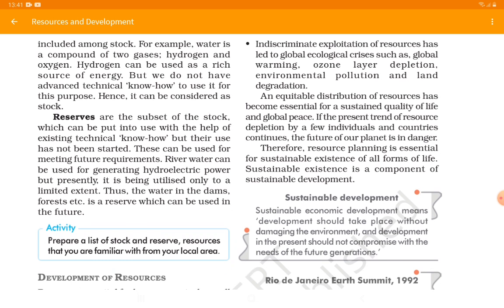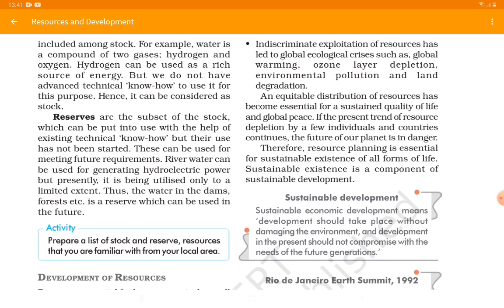If the present trend of resource depletion by a few individuals and countries continues, the future of our planet is in danger. Therefore, resource planning is essential for sustainable existence of all forms of life. Now you might think, what is the meaning of sustainable existence? Sustainable existence is a component of sustainable development.